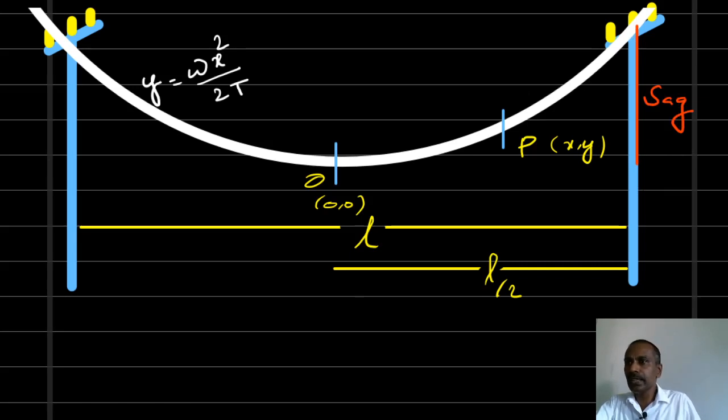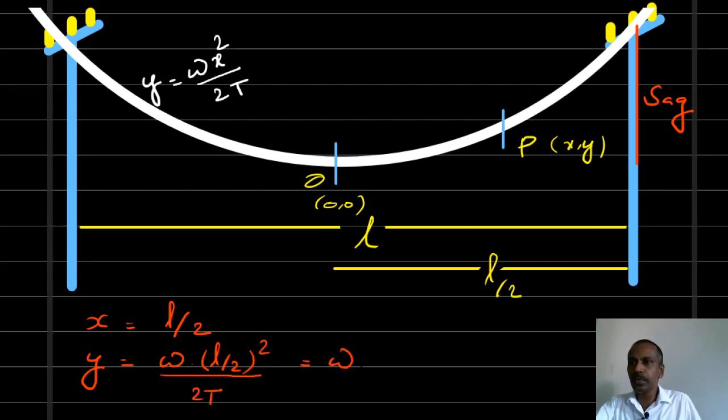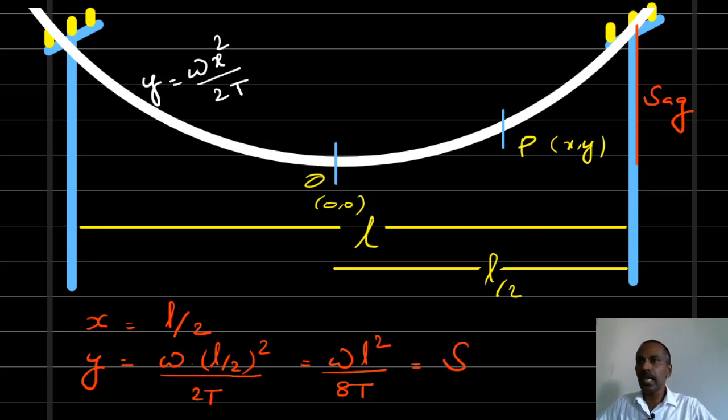So here x is equal to L by 2. So y becomes W into L by 2 the whole square divided by 2T. This is equal to W L square divided by 8T. This is the expression to find the sag when the supports are at equal level.